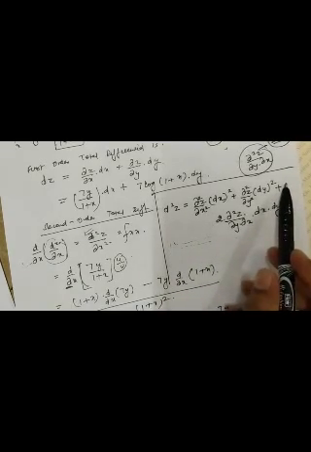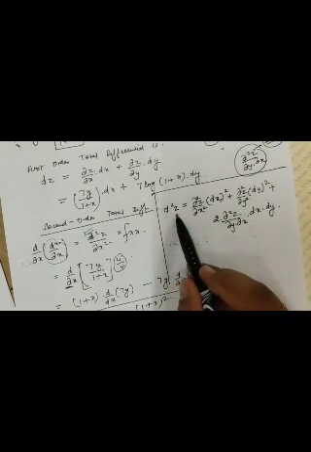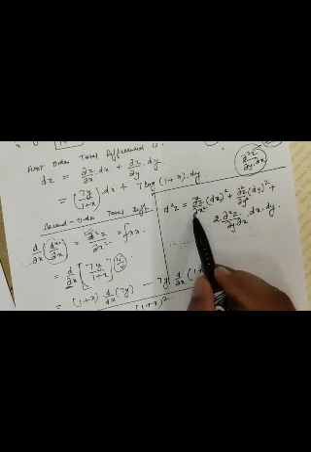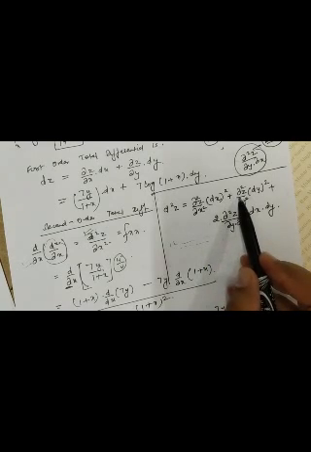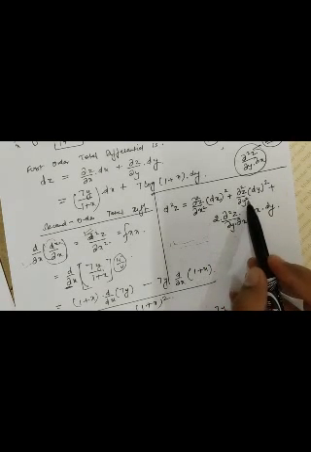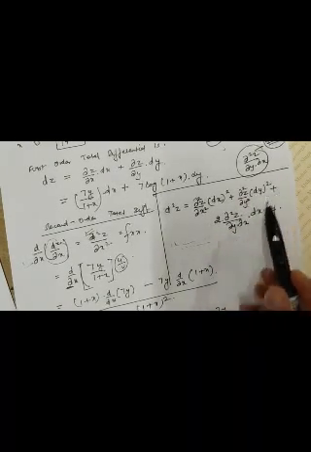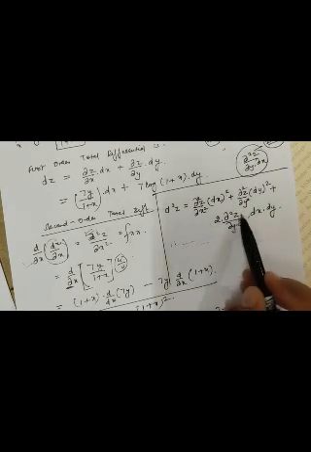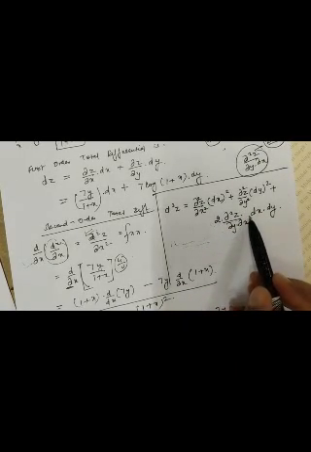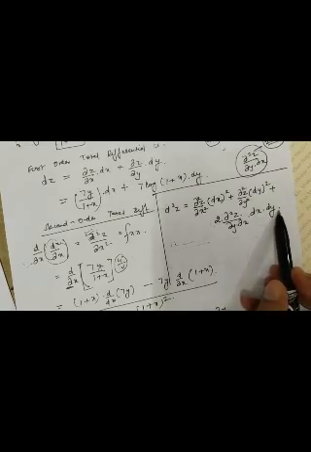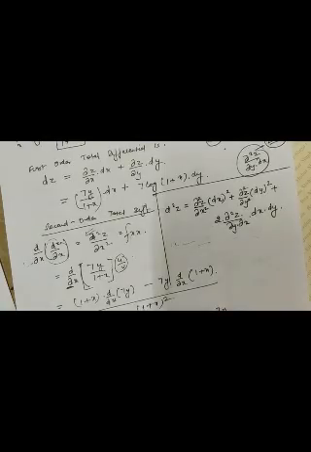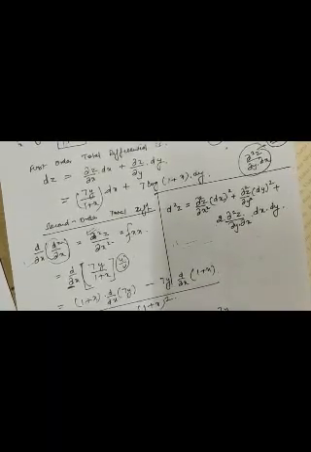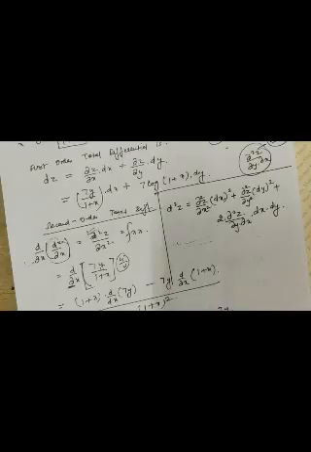You have to remember this. d square z is equal to delta square z by delta x square dx square plus delta square z by delta y square into dy whole square plus 2 delta square z by delta y into delta x into dx into dy. This is the total expression for second order total differential, right?